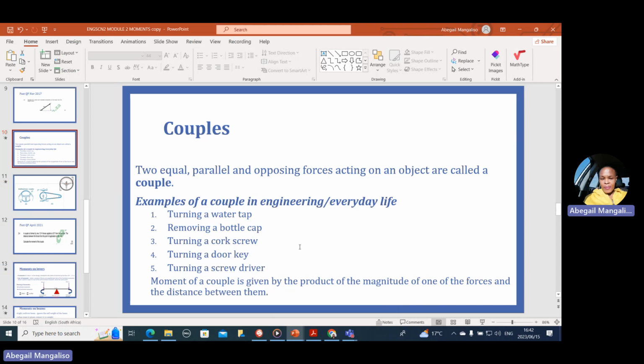In this video, I will explain the moment of a couple. The definition of a couple is when two equal, parallel, opposite forces acting on an object are called a couple. It is when two equal, parallel, and opposite forces are acting on an object.